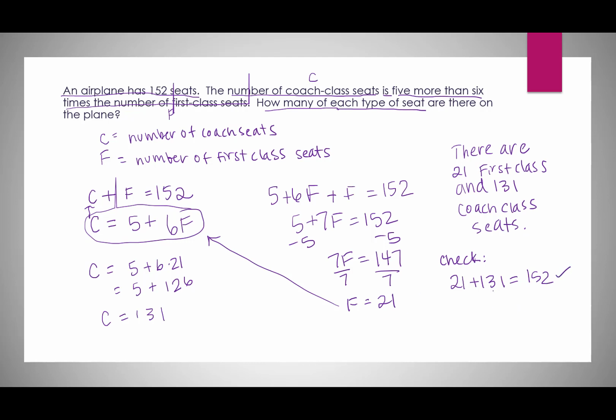That is checking in my first equation, but also in the words of the problem to make sure my equation was right. The number of coach class seats, let's see, there were 131 coach class seats. Is that 5 more than 6 times the number of first class seats? Well, I can check this. 5 plus 6 times 21. Yes, 5 plus 6 times 21 is indeed 131, so that looks good.